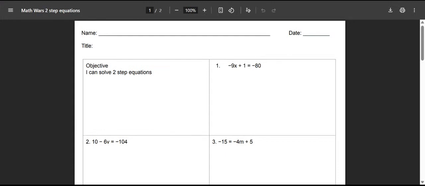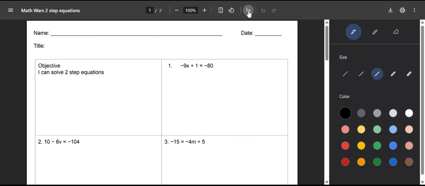Hey mathematicians, today we are going to learn how to solve two-step equations, but we are losing the hanger diagram. So we're going to step away from that visual and work just with the equations. Remember that when we are solving an equation, we are looking for the value of the variable that makes your equation true.